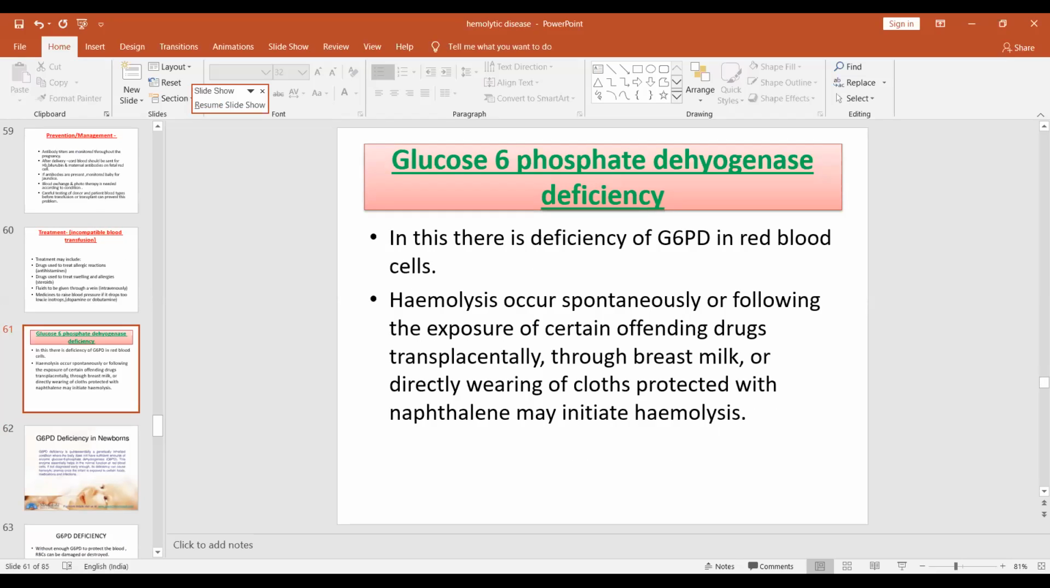Now the next condition in the baby is glucose 6-phosphate dehydrogenase deficiency. Glucose 6-phosphate dehydrogenase is very important to maintain the structure, the life cycle, and the function of the RBC. Hemolysis occurs spontaneously following exposure to certain offending drugs, transmission through breast milk, or directly wearing clothes protected with naphthalene mothballs, which may initiate the hemolysis.